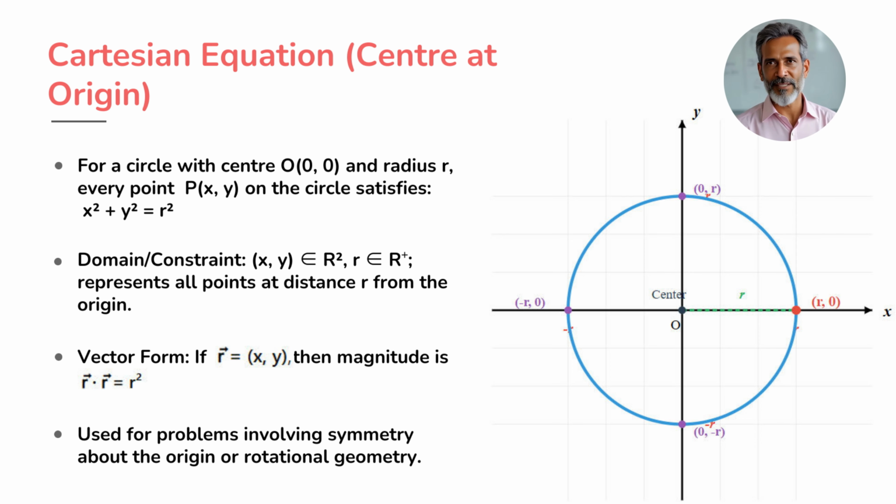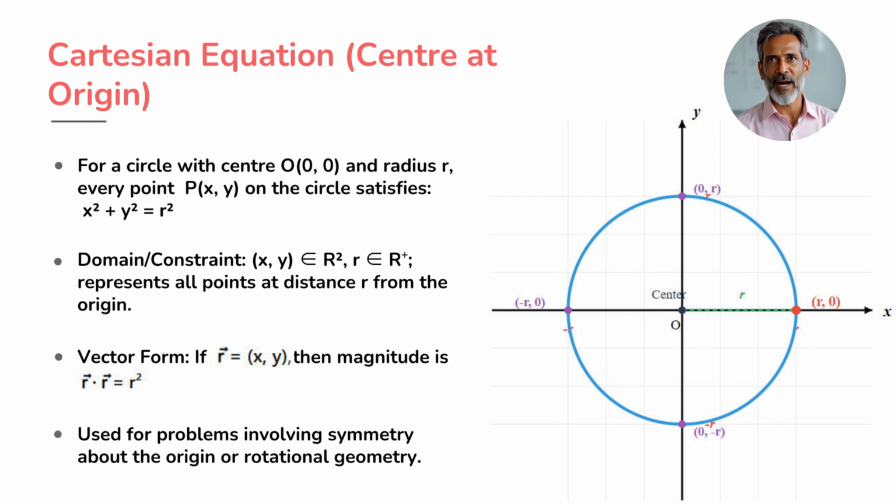Now, let's bring in coordinates, our trusty x and y axis. Suppose the center of the circle is at the origin, that's the point 0, 0, and the radius is r. If we pick any point P with coordinates x, y on the circle, the distance from O to P must always be r. So, using the distance formula, we can write OP squared equals x minus 0 squared plus y minus 0 squared. Simplifying that, we get x squared plus y squared equals r squared. Say it again slowly. x squared plus y squared equals r squared. That's our standard equation of a circle with center at the origin and radius r.